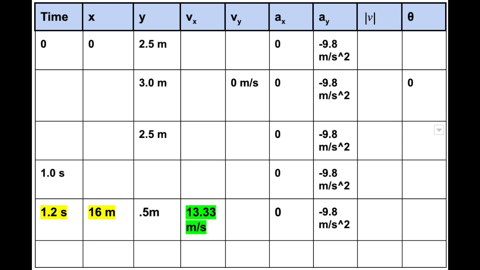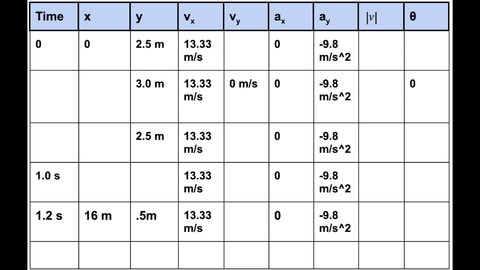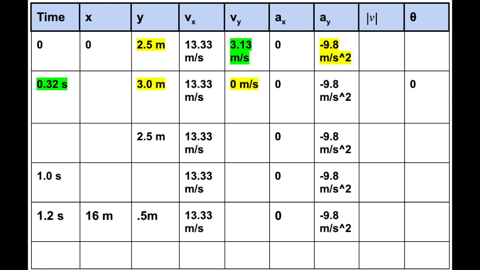I started by solving for the velocity on the x-axis by dividing the distance traveled, 16 meters, by the time of flight, 1.2 seconds. The result, 13.33 meters per second, stays the same since AX is 0. In other words, the x velocity is constant, so we will fill the Vx column with 13.33 meters per second. Next, I calculated the time of flight to the apex, T1. This also allowed me to calculate Vy0.